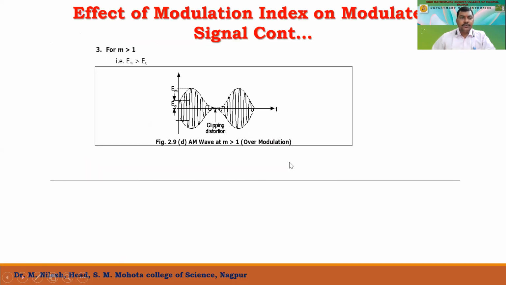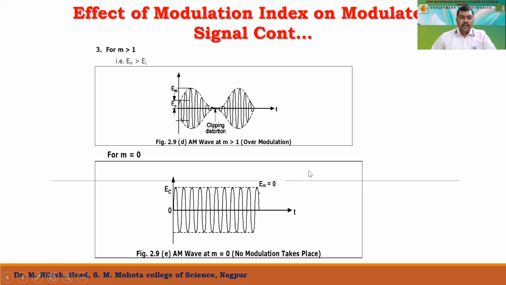And what happens if the modulation index is greater than 1, that is, EM is greater than EC? Then we'll have a clipping distortion, that is, there will be no signal at this point, right? So we call it over modulation. This is not acceptable, right?